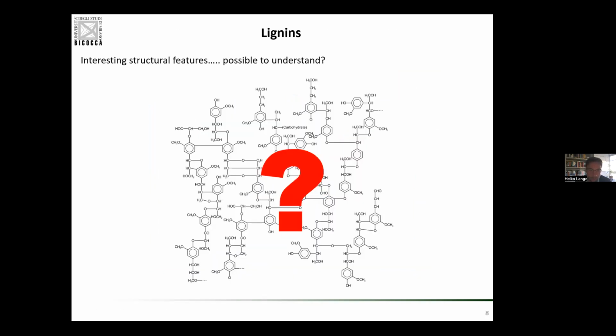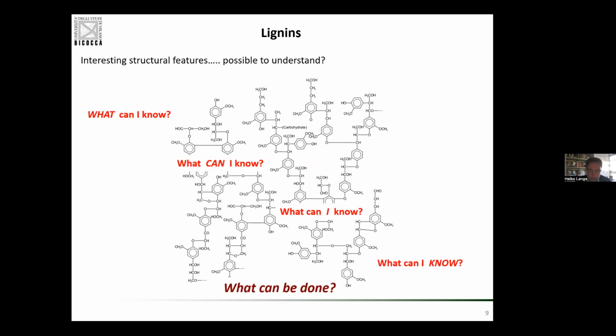And I always tell my students that, and it works rather well, they should ask themselves 4 questions regarding the lignin structure. So first question, what can I know? What can I know about the lignin structure? What can I know, actually? What can I know with my equipment, my laboratory, etc.? And what can I really know? So what is the real knowledge that I can take out? What is maybe a suggestion by the analytics that I do, etc.?